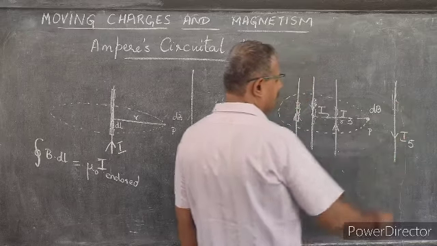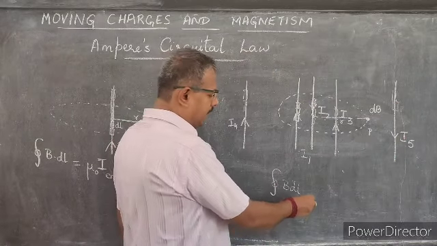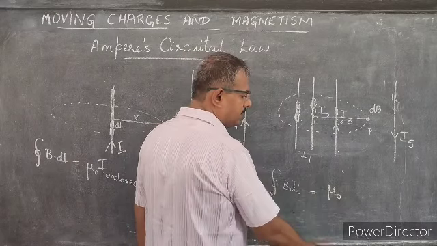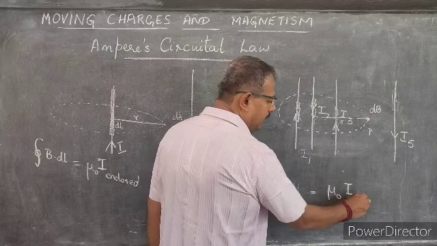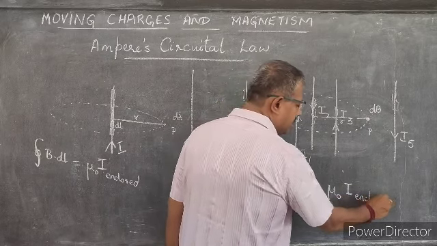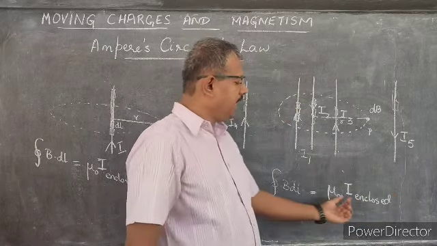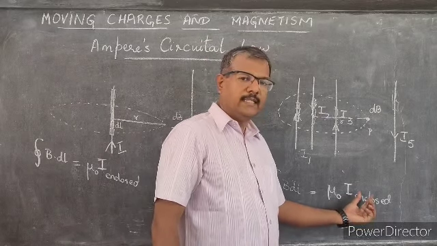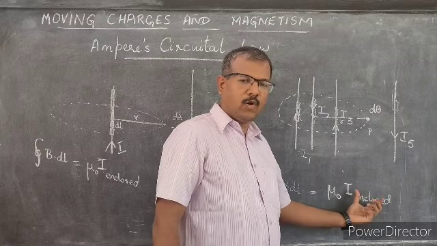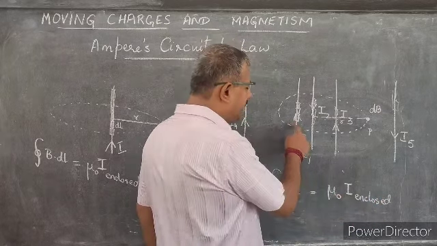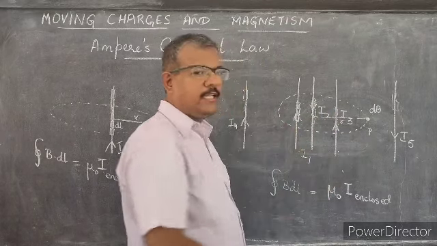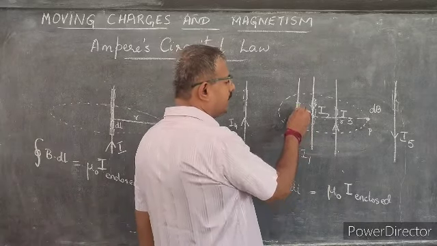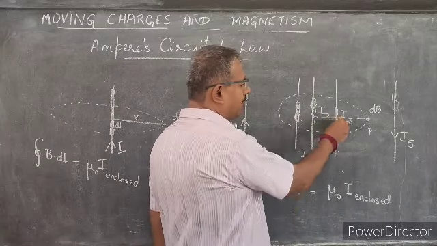So if you take the line integral of all the current elements, this is equal to mu naught times I enclosed. Now let's try to find out how I enclosed is defined over here. I enclosed means it is the algebraic sum of all the currents within this imaginary loop that we have assumed. So what are the currents that are flowing within this imaginary loop? It's I1, I2 and I3.